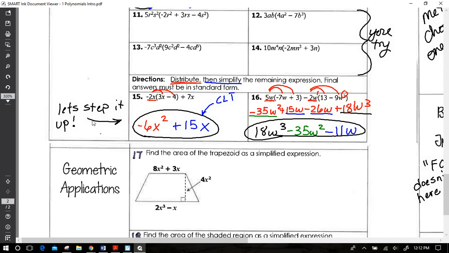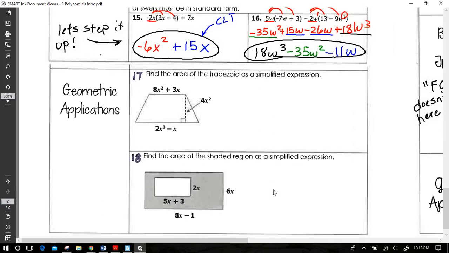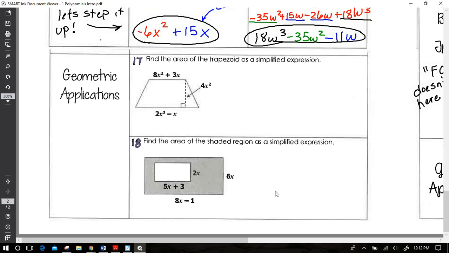Let's look at some geometric applications. We need to find the area of this trapezoid. Okay, so first I need to remember the formula for the area of a trapezoid, and that is 1/2 times the sum of the bases times the height. So let's plug all of these in.